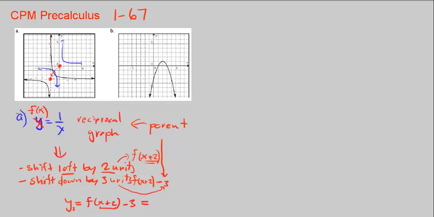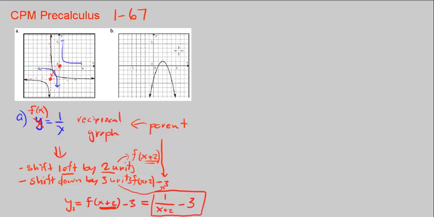So looking at our parent graph, it's just 1 over x. Instead of x, we're going to write x plus 2. Okay? And then we subtract 3. So this is now our new graph here, and it's equal to y2, or whatever we want to say it's equal to. So this is part A. Okay. And now part B.